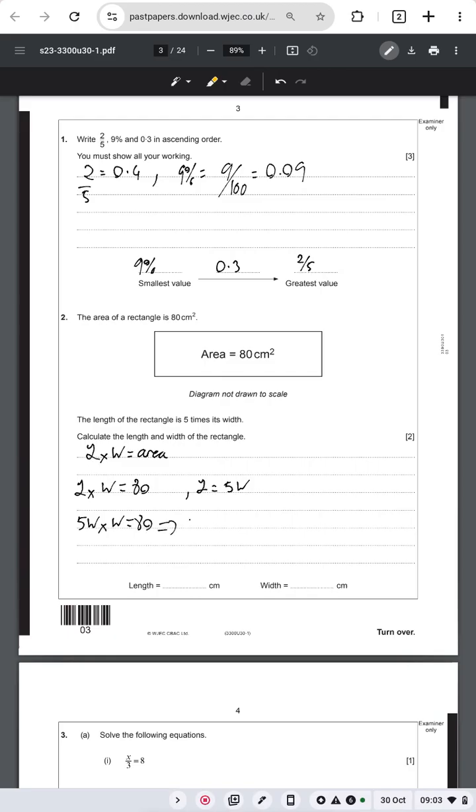So this gives 5W squared is equal to 80. So W squared is equal to 80 over 5, which is equal to 16. So W is equal to the square root of 16, which is equal to 4, and therefore L is equal to 5 times 4, which is equal to 20.